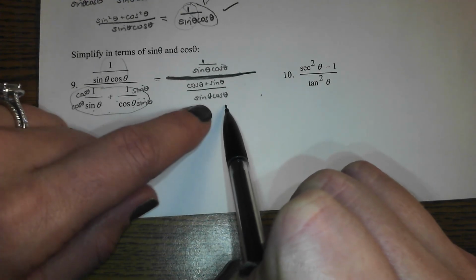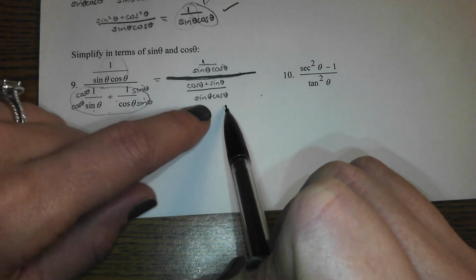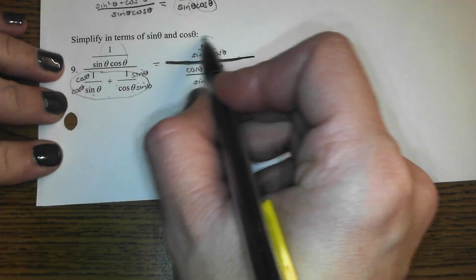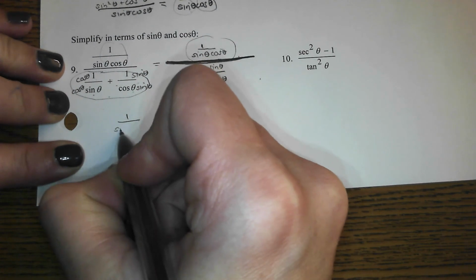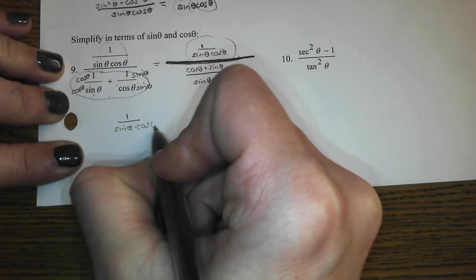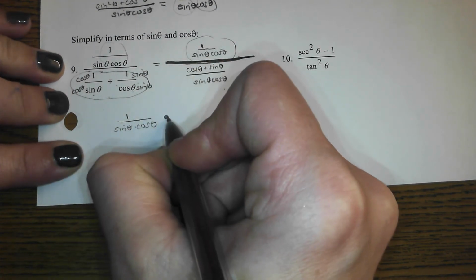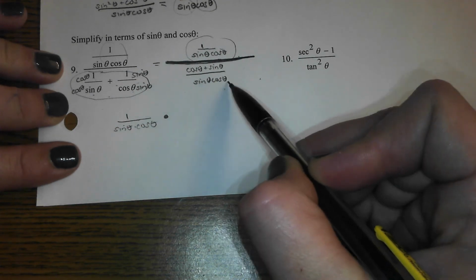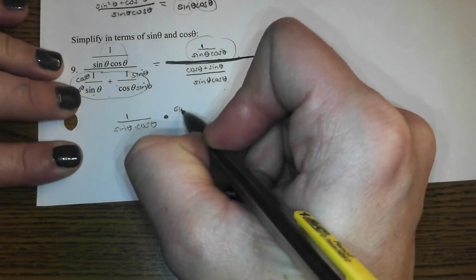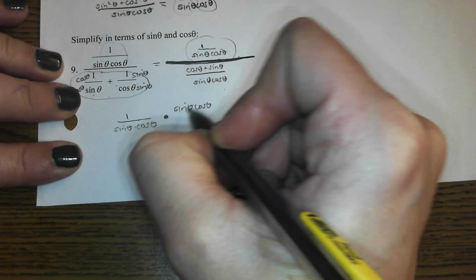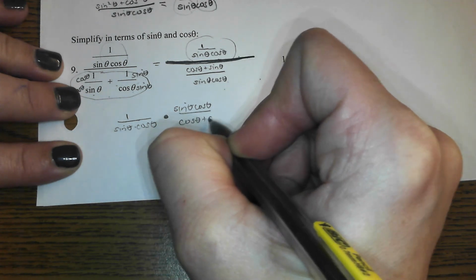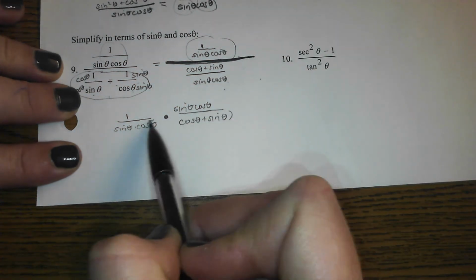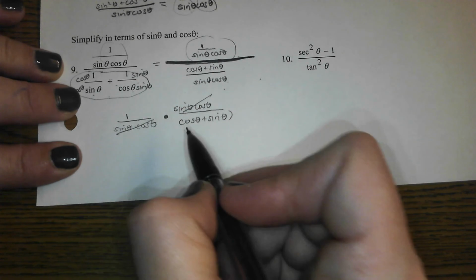So far, so good? We'll keep change flip. Fractions divided by fractions: you keep, you change the division to multiplication, and you flip the denominator one. So the sine theta cosine theta goes up top, and the cosine theta plus sine theta goes on the bottom. And so those will cancel, and then we're pretty much done.